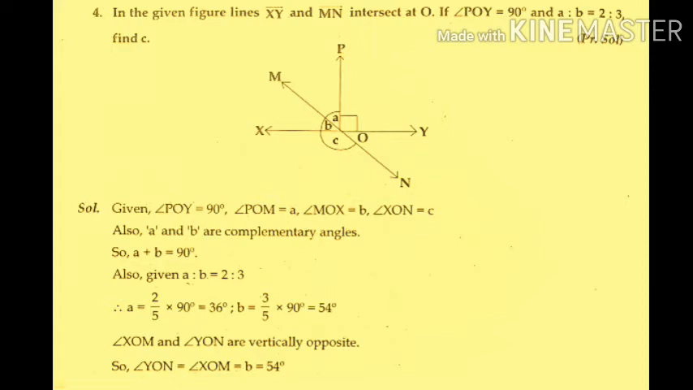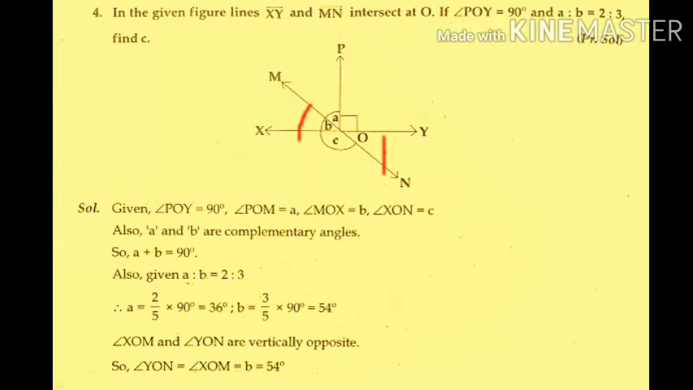And also given a is to b is equal to 2 is to 3. Therefore, a is equal to 2 by 5 into 90. Here, denominator 5 is the sum of the parts 2 and 3. Next step, 2 into 90 is 180. 180 is divisible by 5, we get 36 degrees. Next, b is equal to 3 by 5 into 90. 3 into 90 is 270. 270 degrees divided by 5, we get 54 degrees.